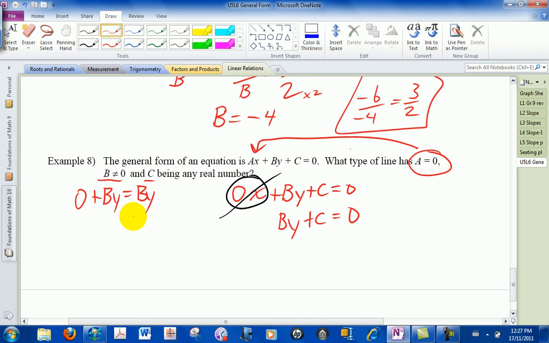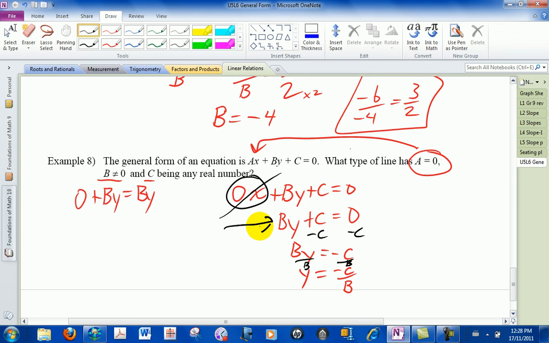Have you seen this before somewhere? Let's move the c to the other side. So we're going to subtract c, and we're left with by equals negative c. Then divide by b, y equals negative c over b. We have to get b to the other side as well, so divide by the letter b. Now, I could have stopped, tell you the truth, I could have stopped right there. What do you guys notice about that equation? We graphed one of those earlier today.